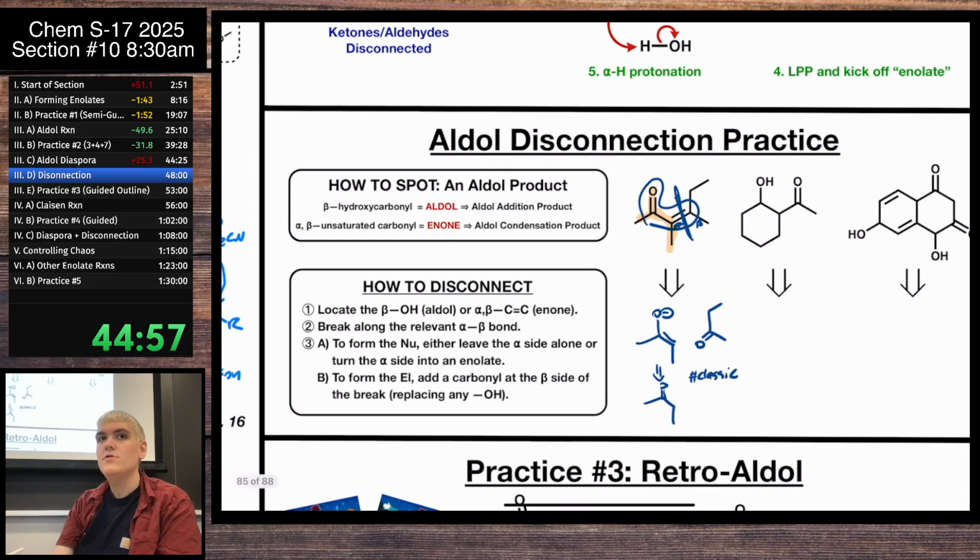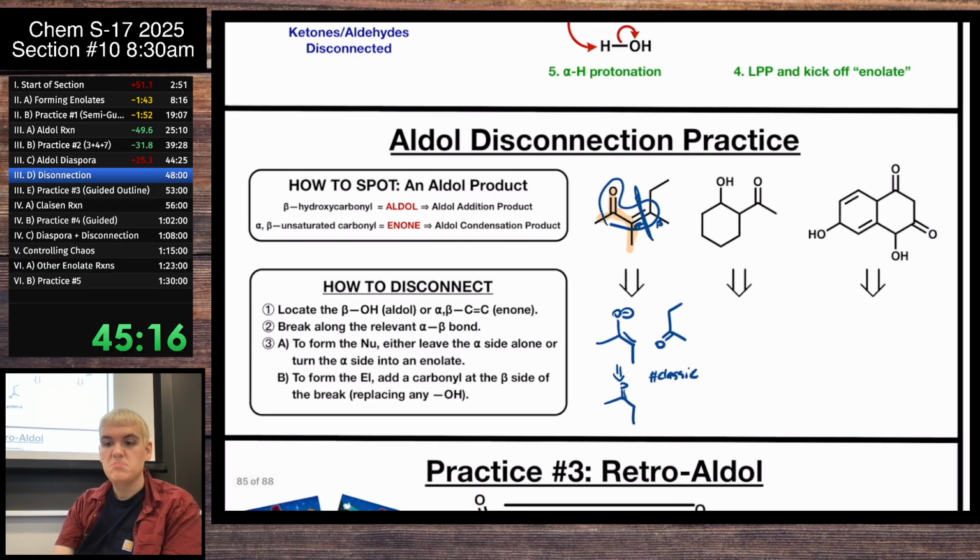So that is going to be the kind of process. Find either your aldol or your alpha beta unsaturated carbonyl, and you're going to break between the alpha and beta. On the alpha side, make it into the enolate. On the beta side, make it into the carbonyl. So, do you want to try the second one on your own? Like 30 seconds?